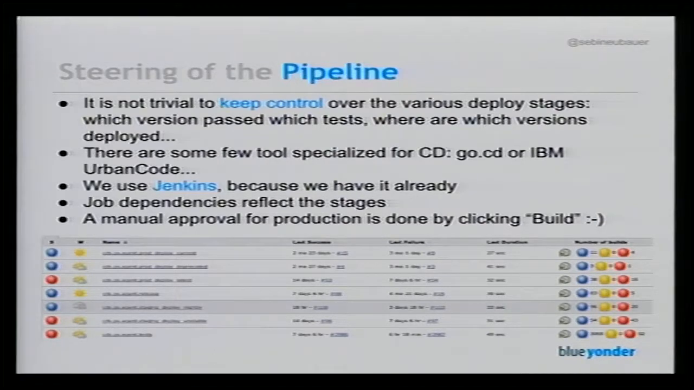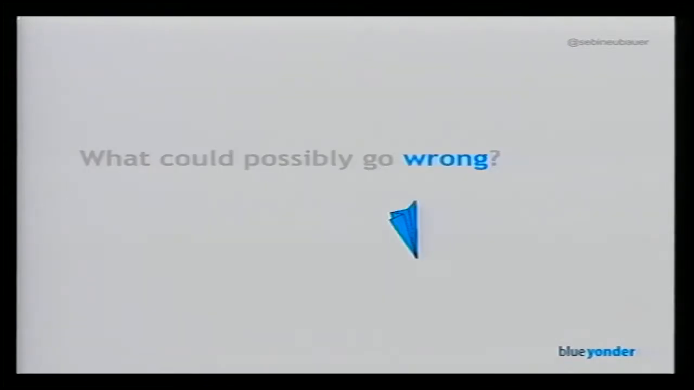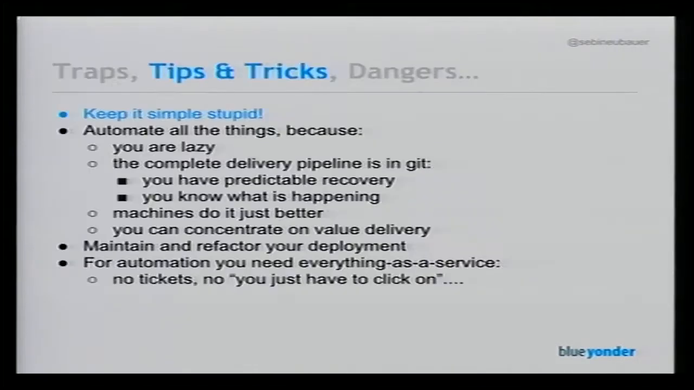Yeah, so our manual approval here is to click on the Jenkins build button, and this means deploy to production. So you see already it's not really a specialized tool for that, so build and deploy to production is maybe something else, but it works. So the question is, what could possibly go wrong? It sounds quite trivial to do, but it's not.